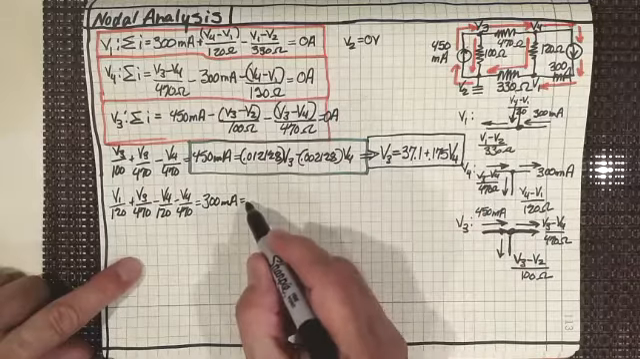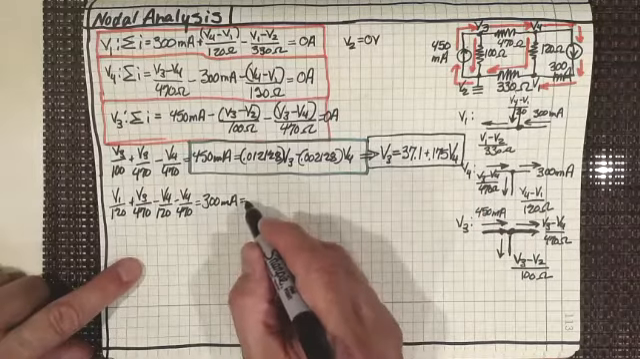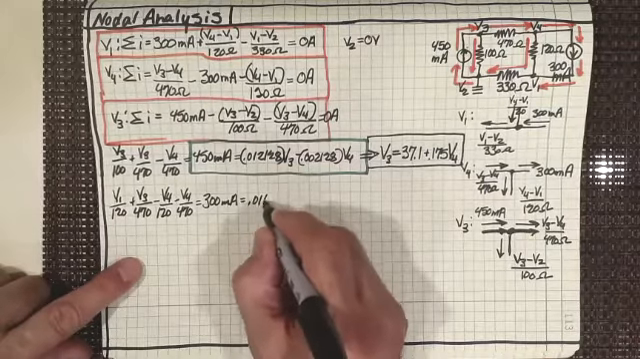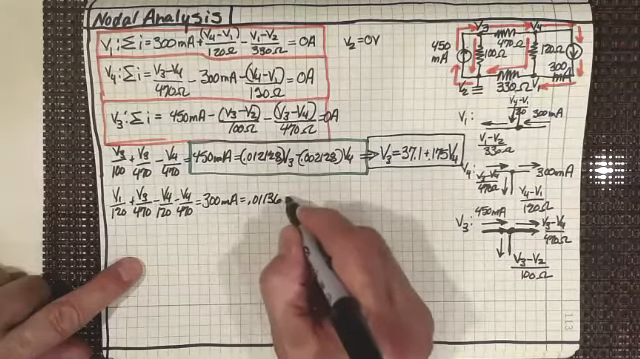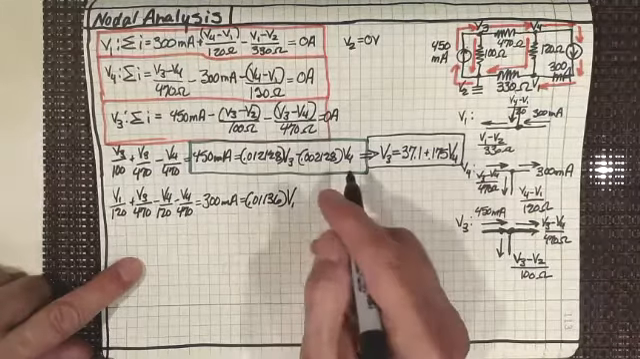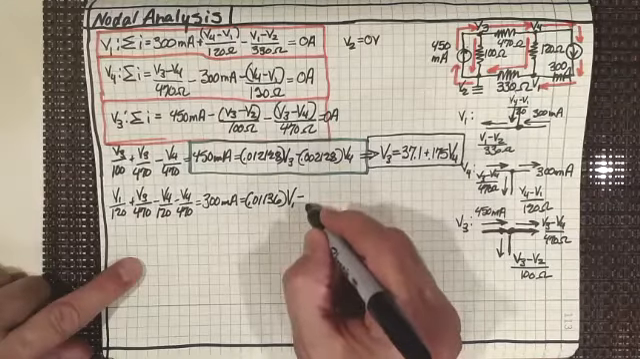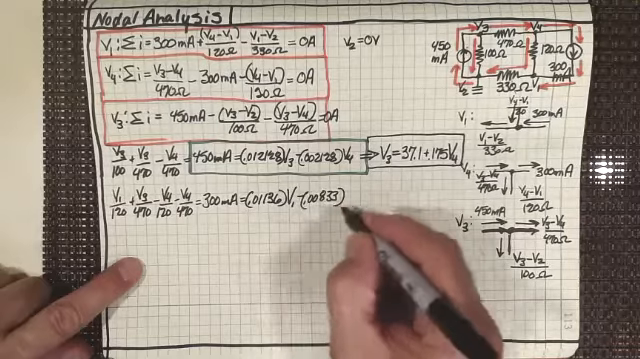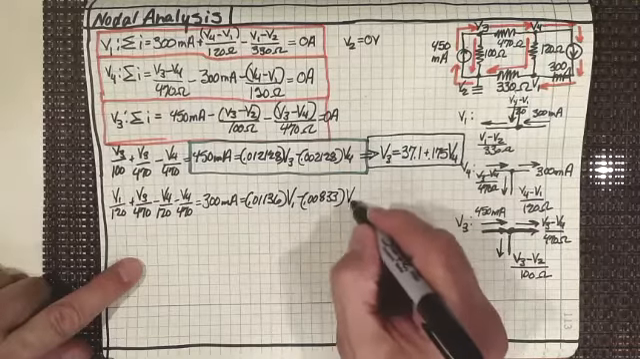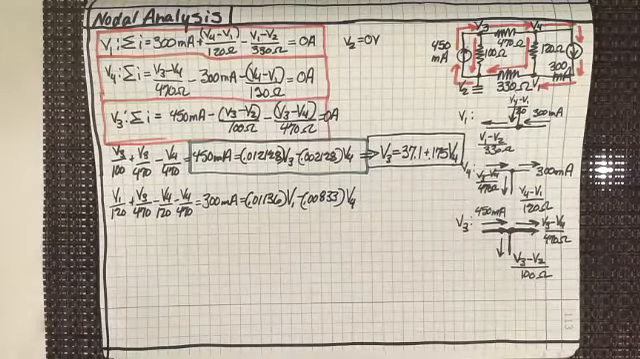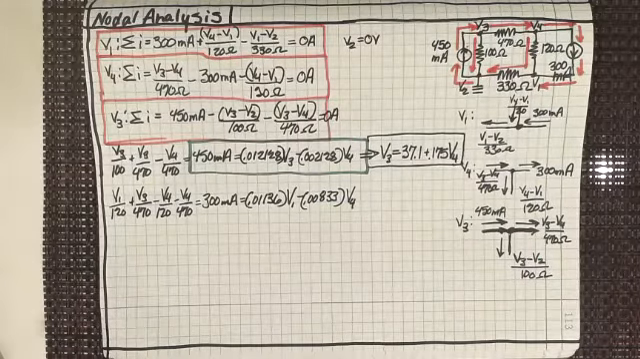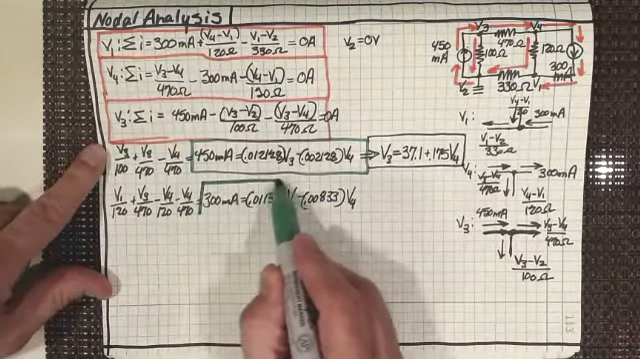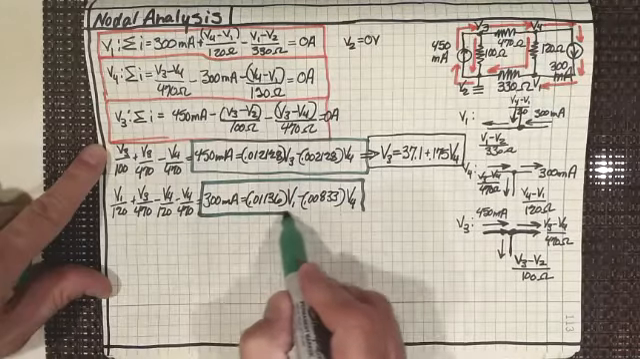And then I can rewrite that and say that this 300 milliamps really equals 0.01136 times V1 minus 0.00833 times V4, right? And that whole equation then is my second equation that I would either put in my matrix if this was a more complicated equation, or use in direct substitution.